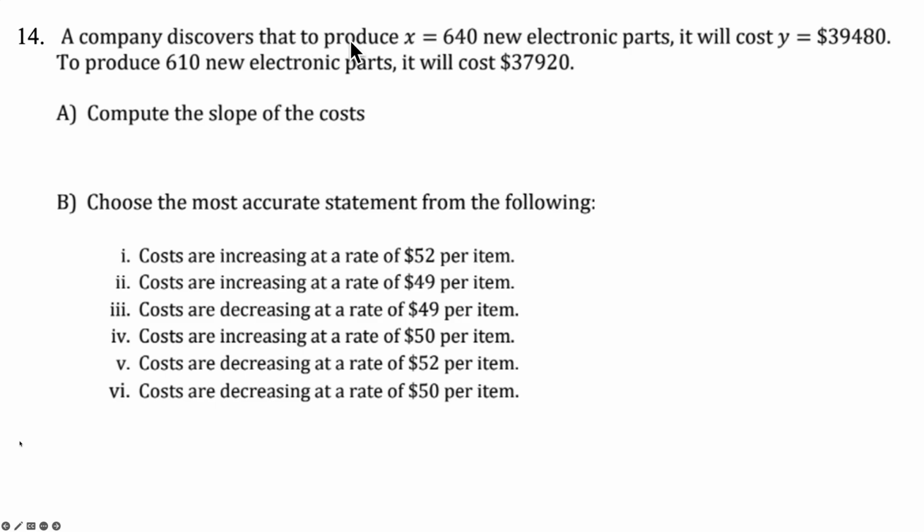Number 14, a company discovers that to produce x equals 640 new electronic parts, it will cost $39,480. To produce 610 new electronic parts, it will cost $37,920. These are 2 points, so we'll list them as follows. Here's the x coordinate, that's the y coordinate. Compute the slope of the cost, find the slope.